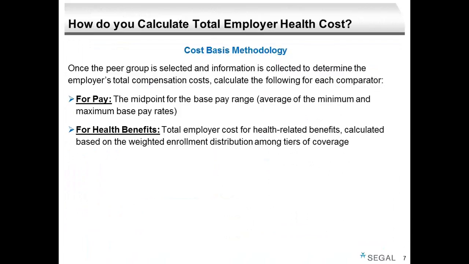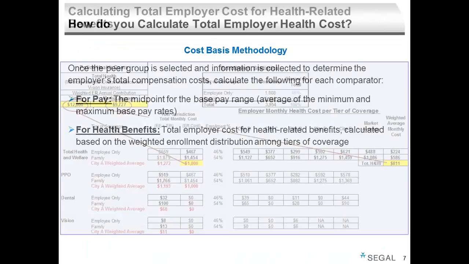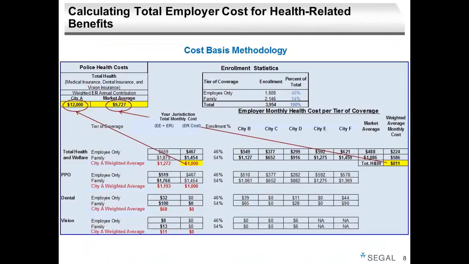Now, how do you calculate all these costs? So that's what we're really going to be getting into here. Again, for pay, midpoint of the pay range; for health benefits, the total cost for health benefits calculated on this weighted enrollment distribution basis. The next slide, as soon as it comes up, is a pretty busy slide, but I want to point out several sections of it to you.